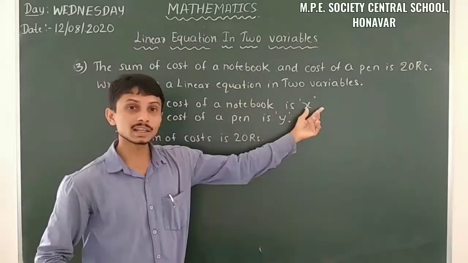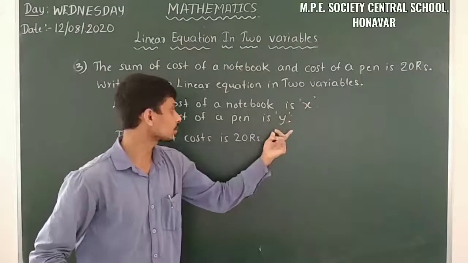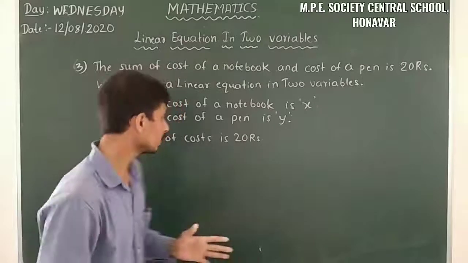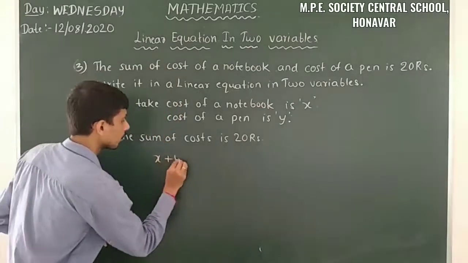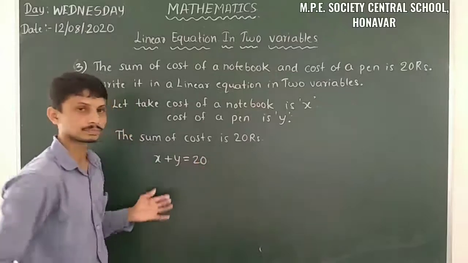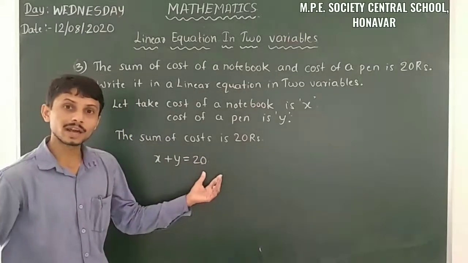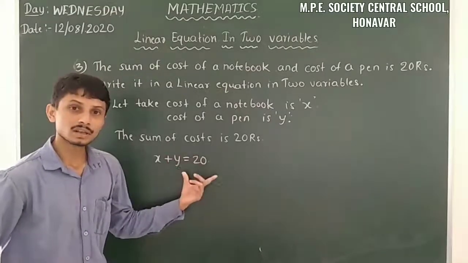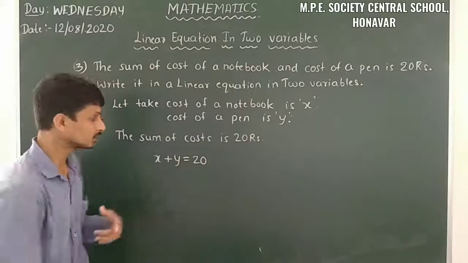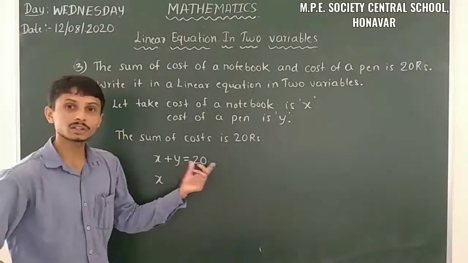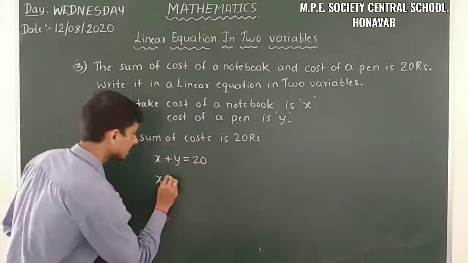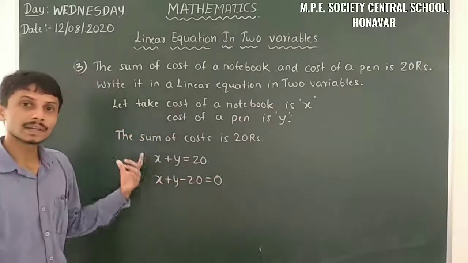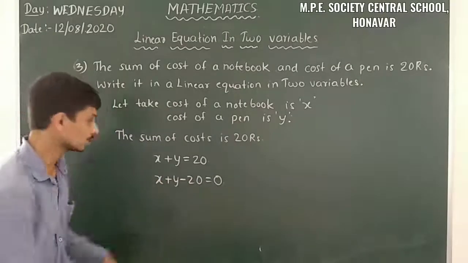So here, when we take the cost of a notebook as x and the cost of a pen as y, the sum of those two terms becomes 20 rupees. That means x plus y is equal to 20. Then after that we have to transpose this 20 to the LHS. It becomes the standard form of a linear equation in two variables. When we transpose 20 to the LHS, it becomes x plus y minus 20 is equal to 0.